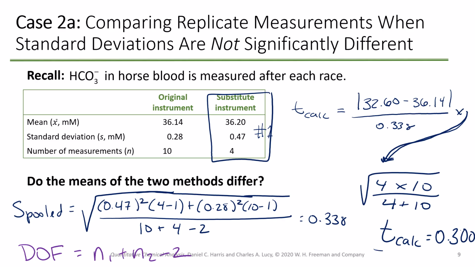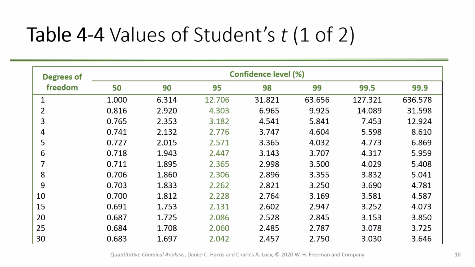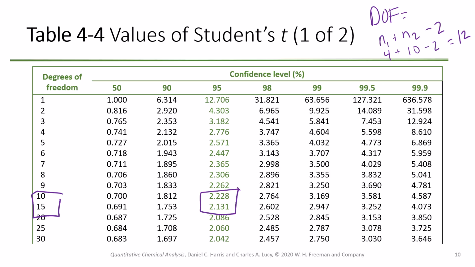All right, so we have t-calc. Now let's figure out t-table. Remember that with two different sets of data for a case 2A, degrees of freedom will be N1 plus N2 minus 2. So 4 plus 10 minus 2 equals 12. But according to this table, it's somewhere between these two, and it's going to be at the 95% confidence level. So I will pick either of these numbers. You can definitely pick the smaller of the two or the bigger of the two. It does not really matter.